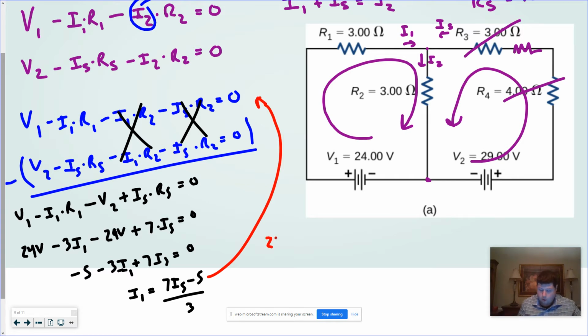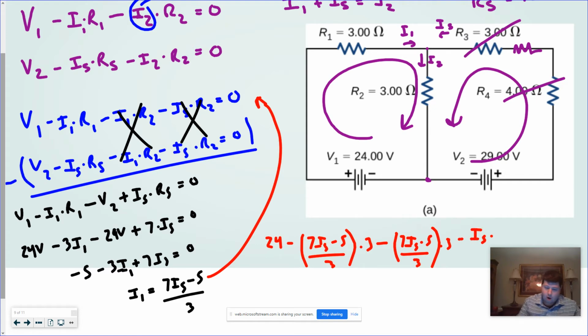So V1 is 24 volts. Then it's minus R1 times I1. So minus I1, which is all of this, 7I5 minus 5 divided by 3, times R1, which is 3. Then minus I1 again, 7I5 minus 5 over 3 times R1, which is 3. And then lastly, minus I5 times R2, which again is 3 ohms. Okay, so solving that out, and that has to all equal 0, by the way.